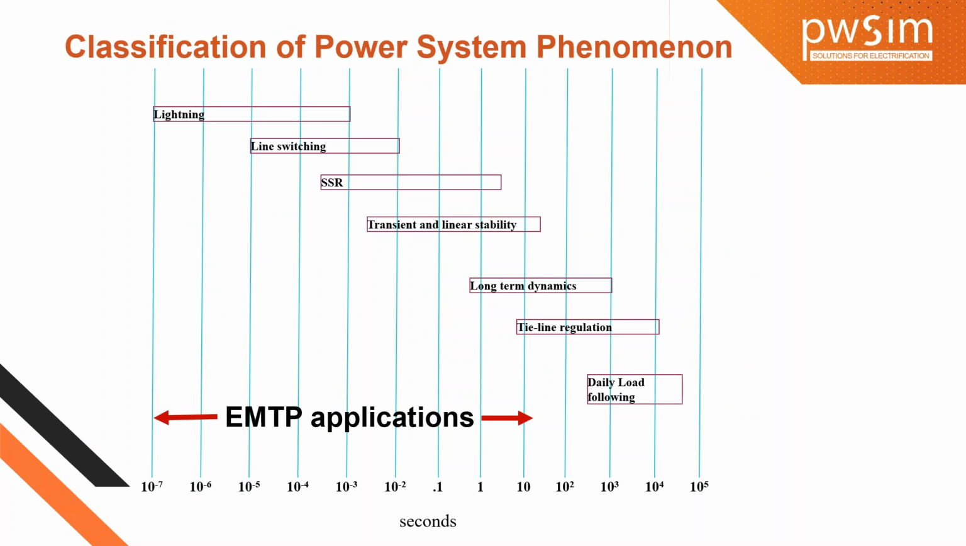This is the classification of power system phenomena. Here you can see the application of EMTP software from microseconds to seconds. We can perform lightning, line switching transients, subsynchronous resonance, transient stability, dynamic stability, normal load flow analysis, and short circuit analysis also by using EMTP software.